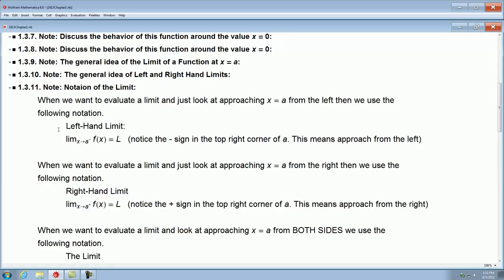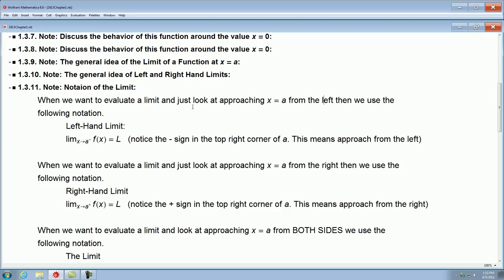Okay, here's some notation. If we are approaching x equals a from the left, then we will use the following notation. So for the left-hand limit, we write lim for limit, x with an arrow to a, and then a little negative sign here, f of x equals L. So what this is saying is that we are going to let our x values approach a. The negative sign means we're approaching from the left.